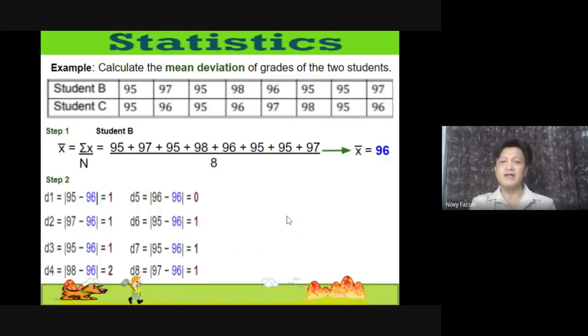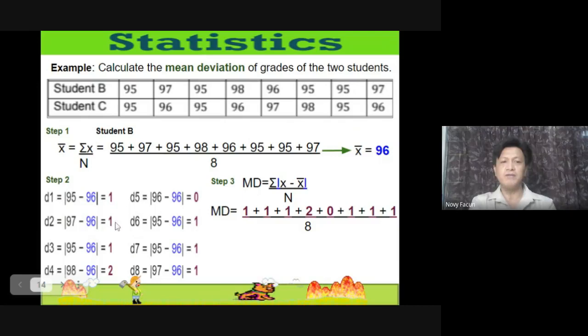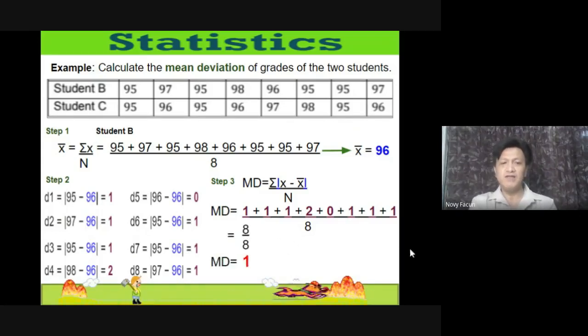Then, kapag nakompleto na natin yung deviation from the mean of each grade, you can now proceed to step 3. Ano nga ba yung step 3 natin? Apply na natin yung formula. Meaning to say, i-add lang natin lahat ng nakuha natin sa step 2. Kaya that is, mean deviation is equal to 1 plus 1 plus 1 plus 2 plus 0 plus 1 plus 1 plus 1. Okay. And divide by 8 kasi 8 po yung number of observations natin. Then, kapag na-add na natin, that is 8 divided by 8, that is 1. Ibig sabihin, ang mean deviation ngayon ni student B, that is 1.